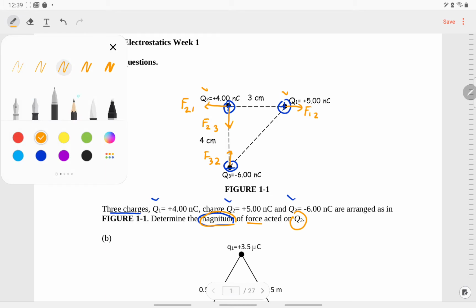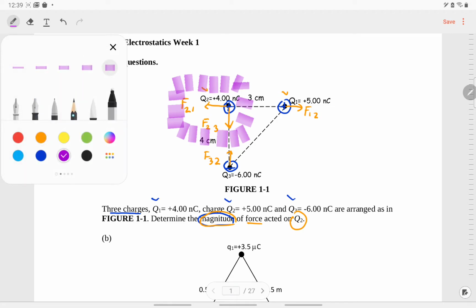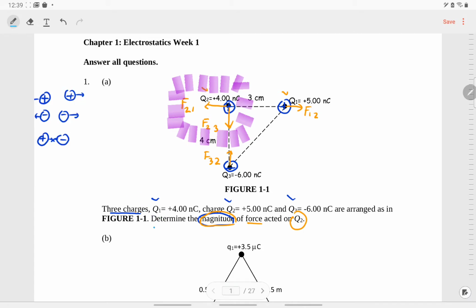Okay, so kita tengok soalan dia just nak magnitude of force acted on Q2. So bermaksud kita boleh fokus untuk Q2 saja. Now kita boleh nampak F21 is in x-axis, kan? And then F23 is in y-axis, ataupun y component.